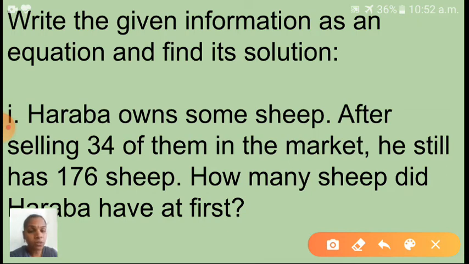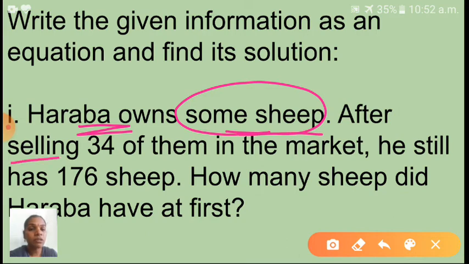So children, understood the question here? See here, Haraba, one boy, he owns some sheep that we don't know. How many sheep, that we don't know. After selling 34 of them. So selling means what? Subtraction. Okay. Selling 34 of them in the market, he still has 176 sheep. Okay children. So how many sheep did Haraba have at first?